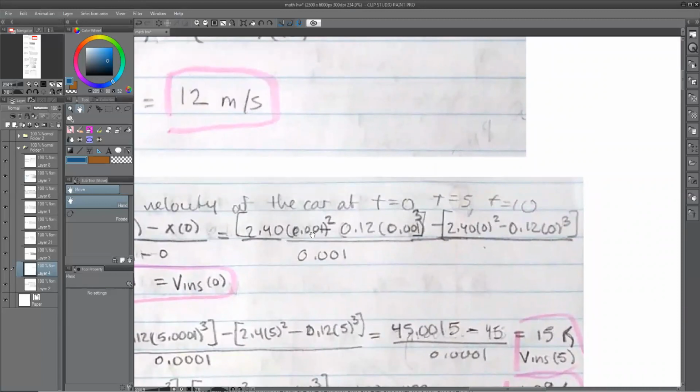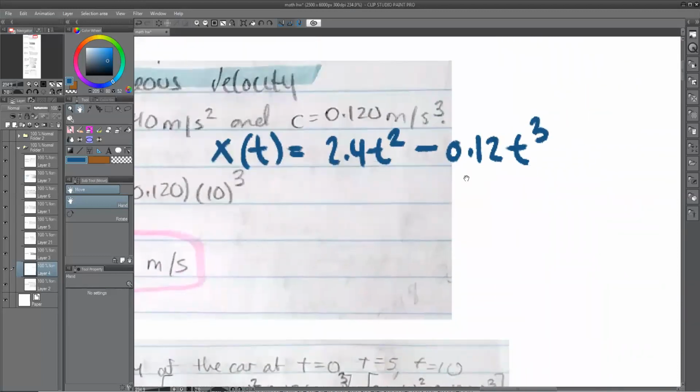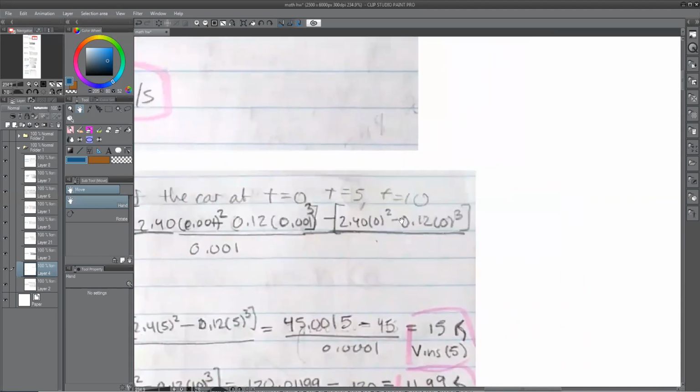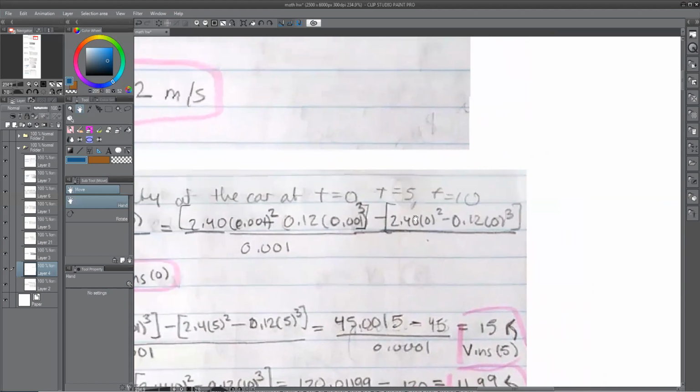And I plugged in the values of my equation up here. I plugged in all of this, and then I plugged in my values for t. So this is 2.4 times 0.001 squared minus 0.12 times 0.001 cubed, and this is all your x2. And then this is your x1, because you're finding x of t1, which is equal to 0. So this is basically just going to become 0.